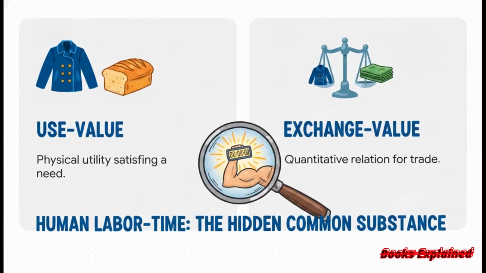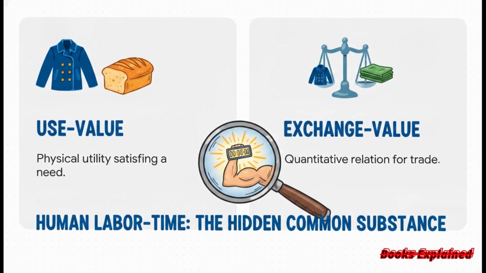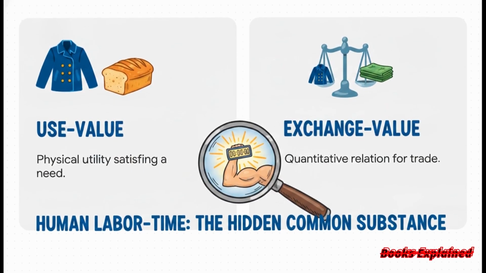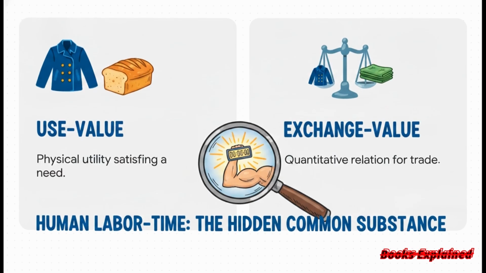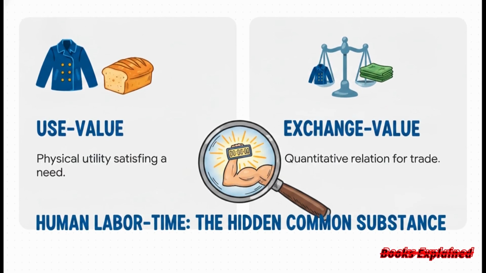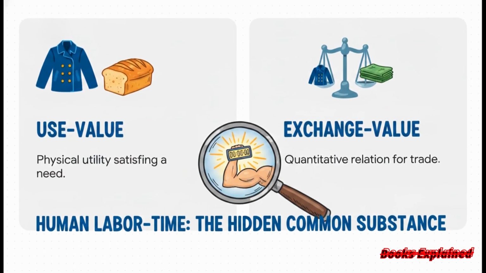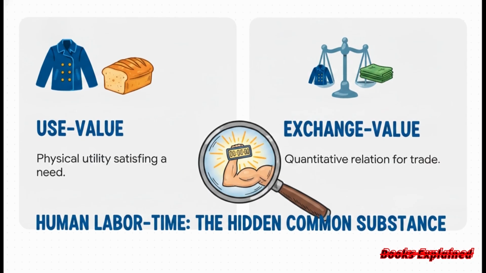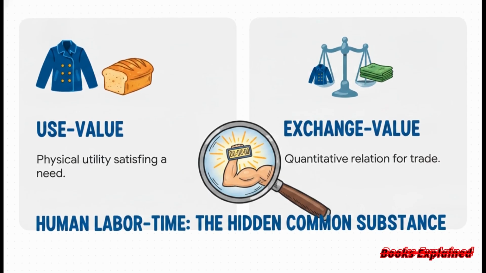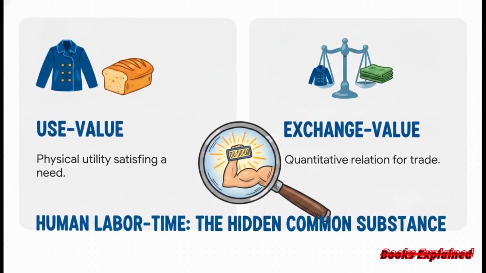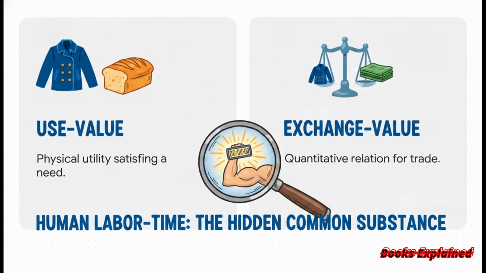And this brilliantly illustrates that dual nature. On one hand, we have use value. That's just the physical utility of a thing, right? A coat keeps you warm, bread feeds you. But on the other hand, we have exchange value, which is the quantitative proportion at which one thing trades for another. So if one coat equals 20 yards of linen, Marx asks an absolutely crucial question.